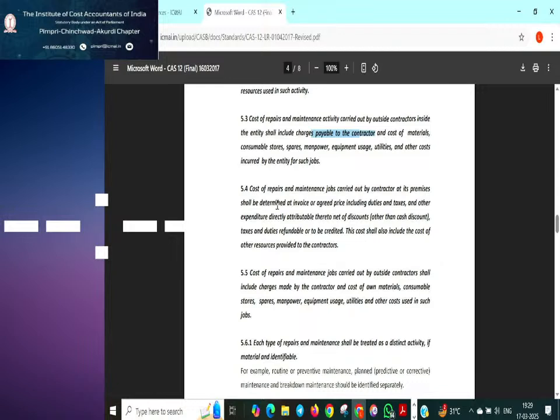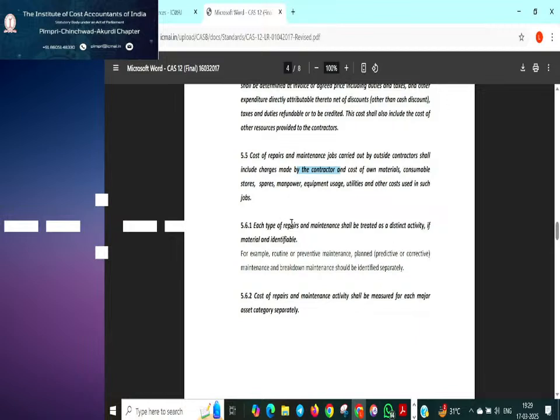Then coming to cost of repairs and maintenance of jobs carried out by the contractor at its premises, it shall be determined, once again, at invoice price, agreed price and so on. If it is carried out by outside contractors, it shall include the charges made by the contractor and cost of own materials. Either you give your materials or you give the entire thing to the contractor. Accordingly, the cost will be accounted for. Each type of repair and maintenance shall be treated as a distinct activity if material and identifiable. For example, routine or preventive maintenance, planned maintenance and breakdown maintenance should be identified separately.